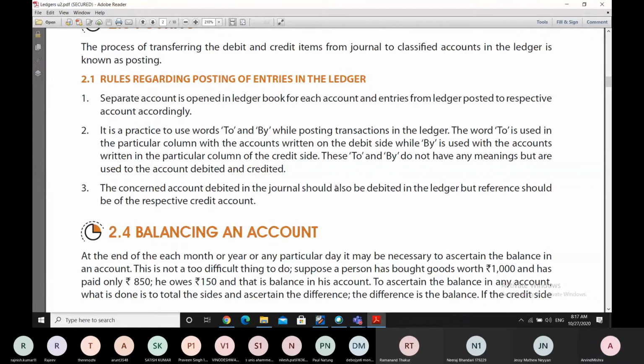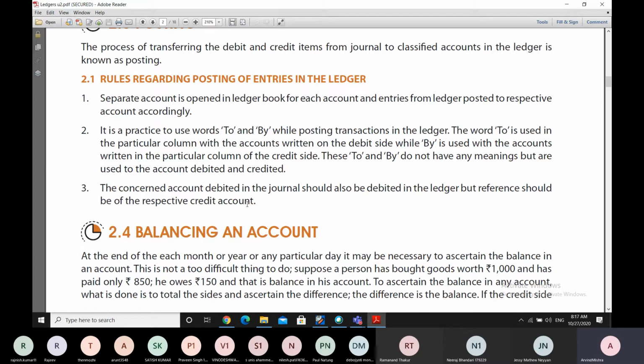But though we make the entry on the debit side of the ledger, while making the reference or while writing the entry, we make the reference of the respective credit account. This is an important point that we are writing on the left side of the ledger account, while posting a debit entry of the journal into the ledger.